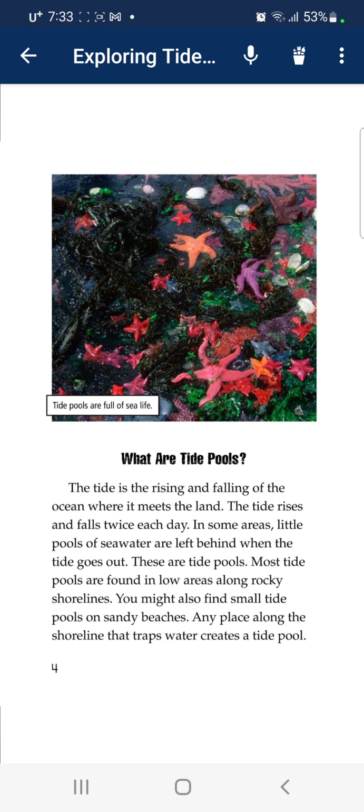Most tide pools are found in low areas along rocky shorelines. You might also find small tide pools on sand beaches. Any place along the shoreline that traps water creates tide pools.